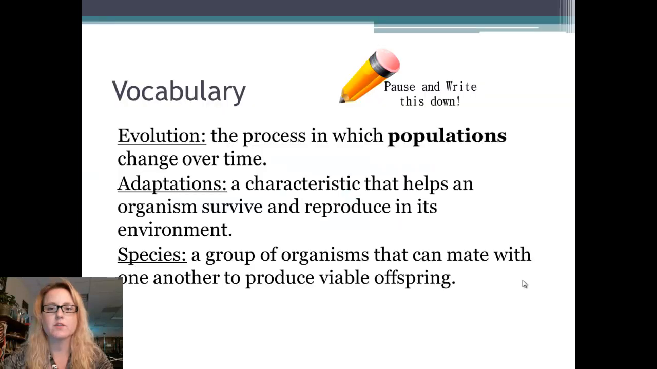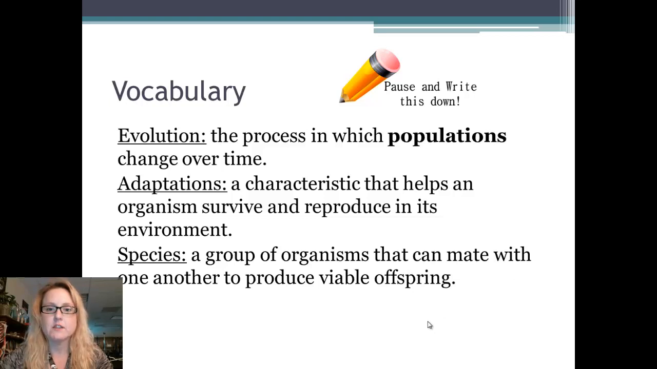Let's get started with a little vocabulary. First of all, evolution. Evolution is the process in which populations change over time. This term populations is very important. We're not talking about individuals changing over time. We're talking about whole populations changing over several generations, and we'll give you some examples of that.